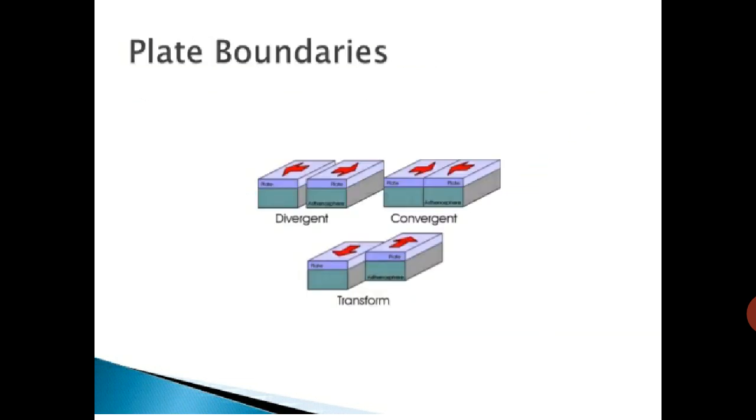See, the picture is given. Convergent is there, divergent is there, convergent is there, and transform is there. Divergent means a gap is coming, convergent means both are together, and transform means up and down movement is there.